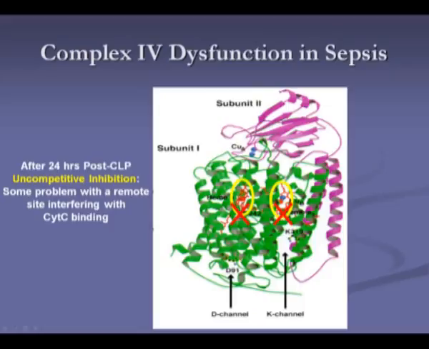What might those things be? Well, again, uncompetitive inhibition, interfering with something at a remote site from cytochrome C binding. It might be nitric oxide. It might be carbon monoxide. It might be hydrogen sulfide. All these things have been shown to be increased in sepsis. All these things will interfere with heme binding. All these things could very well be implicated in this particular inhibition.